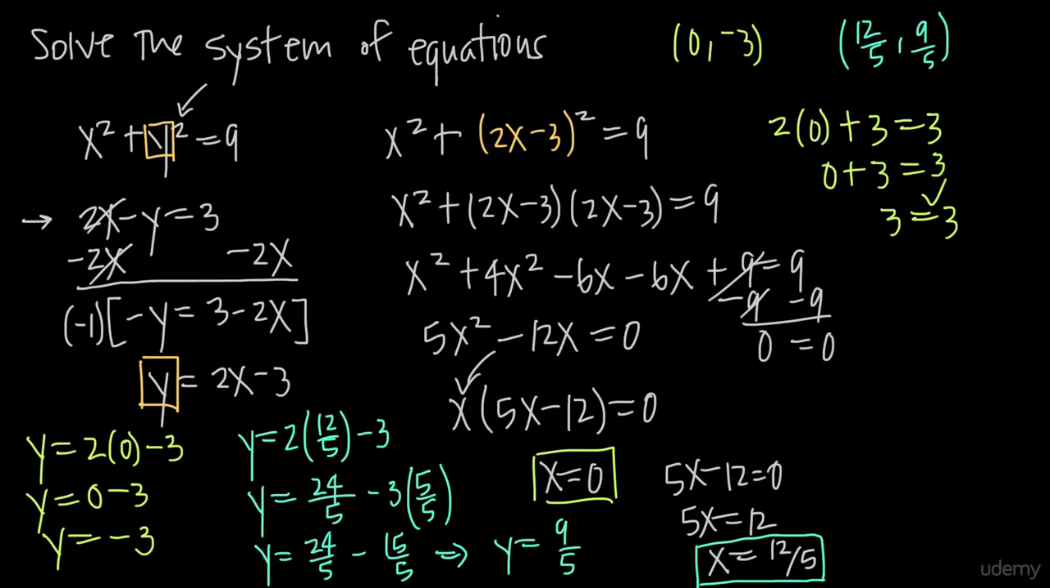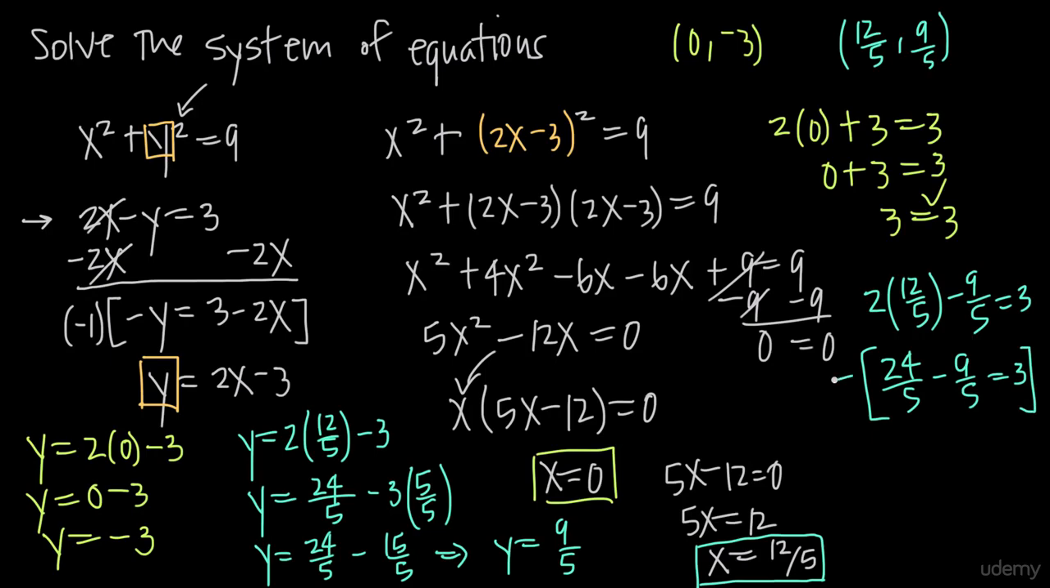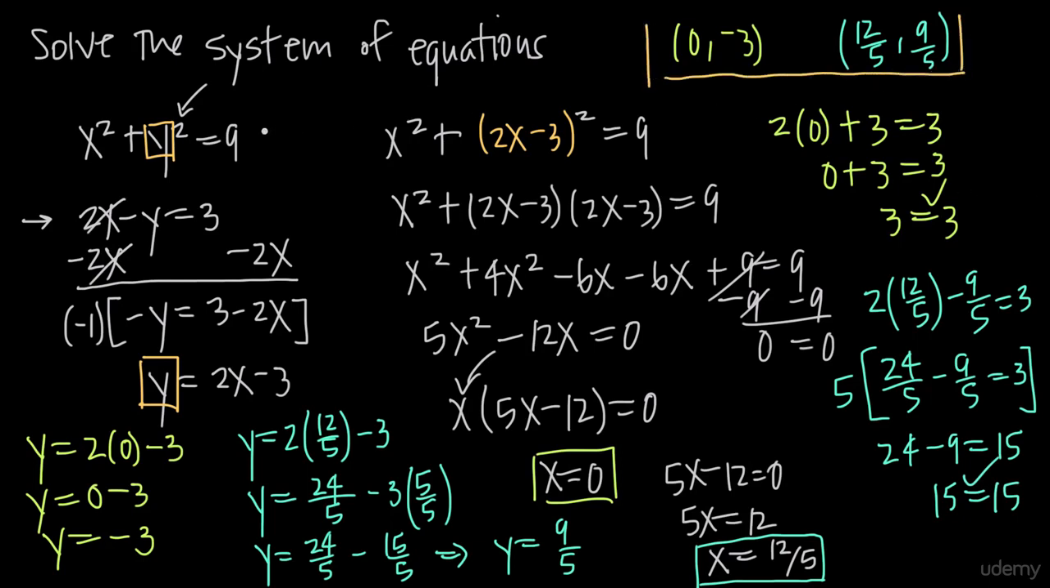If I plug in this point here, 12 fifths, 9 fifths, I'm going to get 2 times 12 fifths, minus 9 fifths, is equal to 3. I'm going to have 24 over 5 minus 9 over 5 is equal to 3. Multiplying everything by 5 to get rid of the fractions, I'll get just 24 minus 9 equals 15. 24 minus 9 is 15, so I get 15 equals 15, and that checks out also. So now I know that both of these here are real solutions to this system of equations.